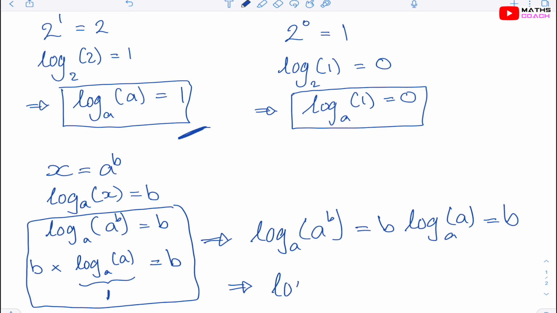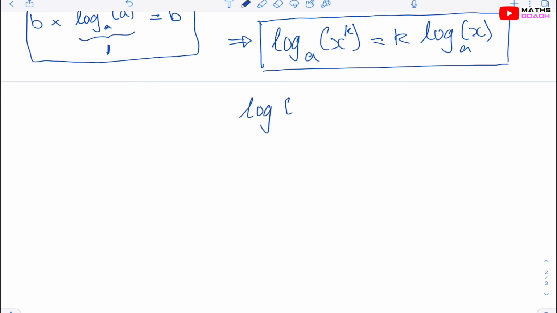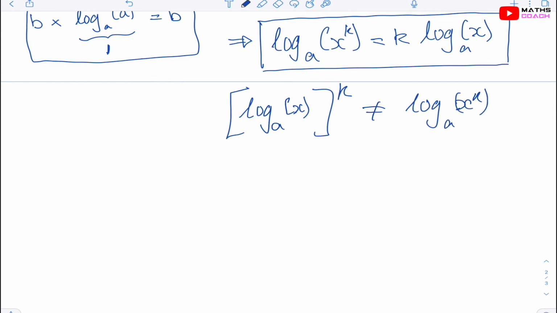So if you have the log of x to the power k to base a, this will be the same as k multiplied by the log of x to base a. What essentially happens is that the power drops down to the front and becomes a coefficient of the log itself. It's important to note that log of x to the base a, if you were to raise all of this to the power k, does not mean the same as the log of x to the power k to base a. There are two different meanings.